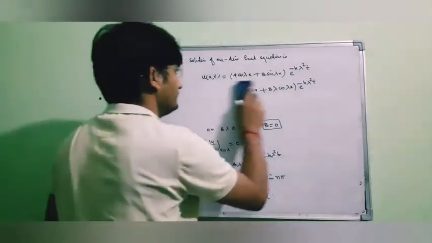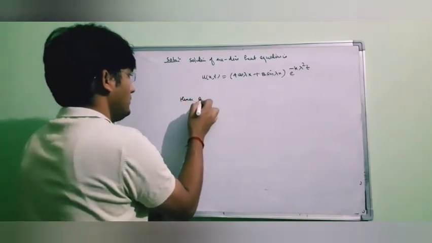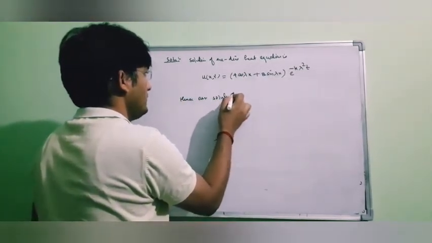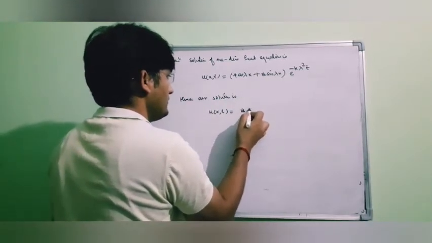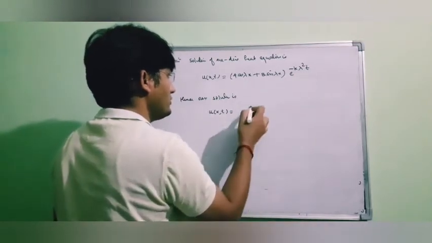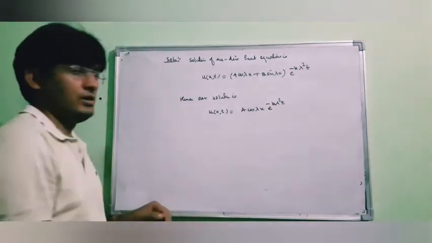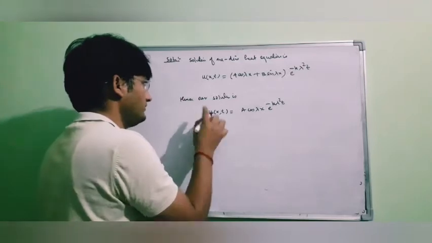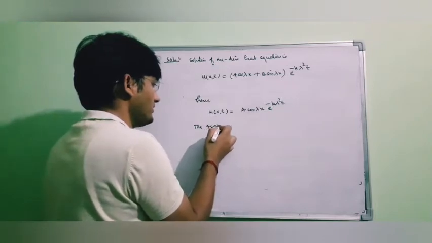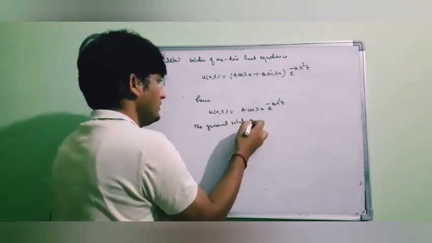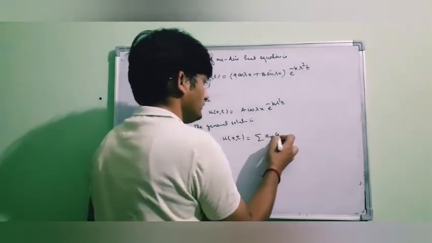Hence our solution, with B already 0, will be A cos lambda x into e power minus k lambda square t, and hence the general solution is u(x, t) equal to summation of A n cos lambda x into e power minus k lambda square t.